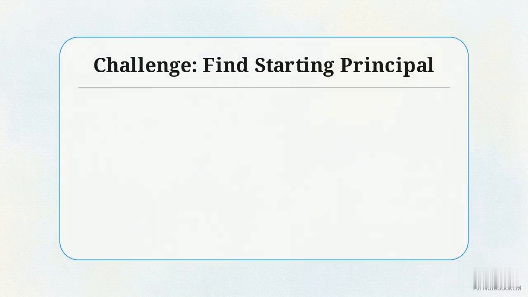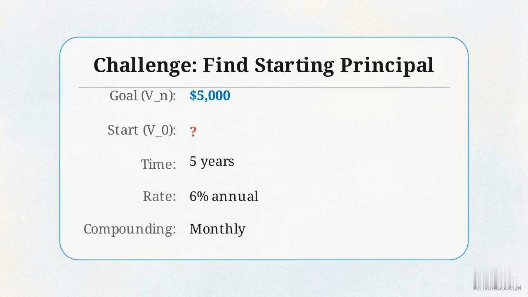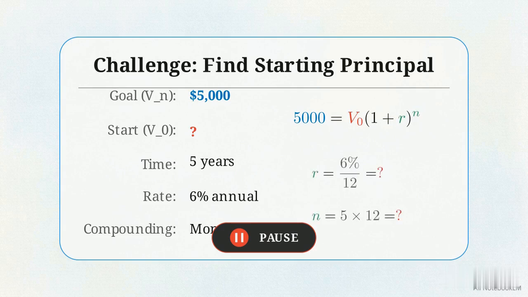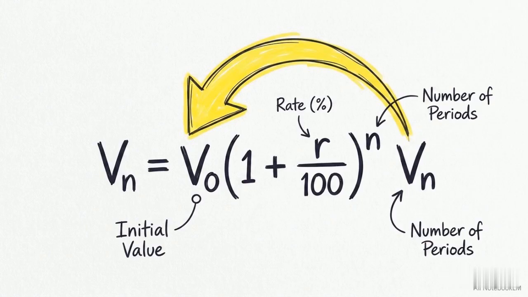Now try a different challenge. Find the starting principal needed to reach exactly $5,000 in 5 years, compounding monthly at a 6% annual rate. Pause the video now. Adjust your n and r variables for a monthly schedule and set up the equation to solve for the principal. Working the equation backward helps clarify how each variable interacts with the final goal.